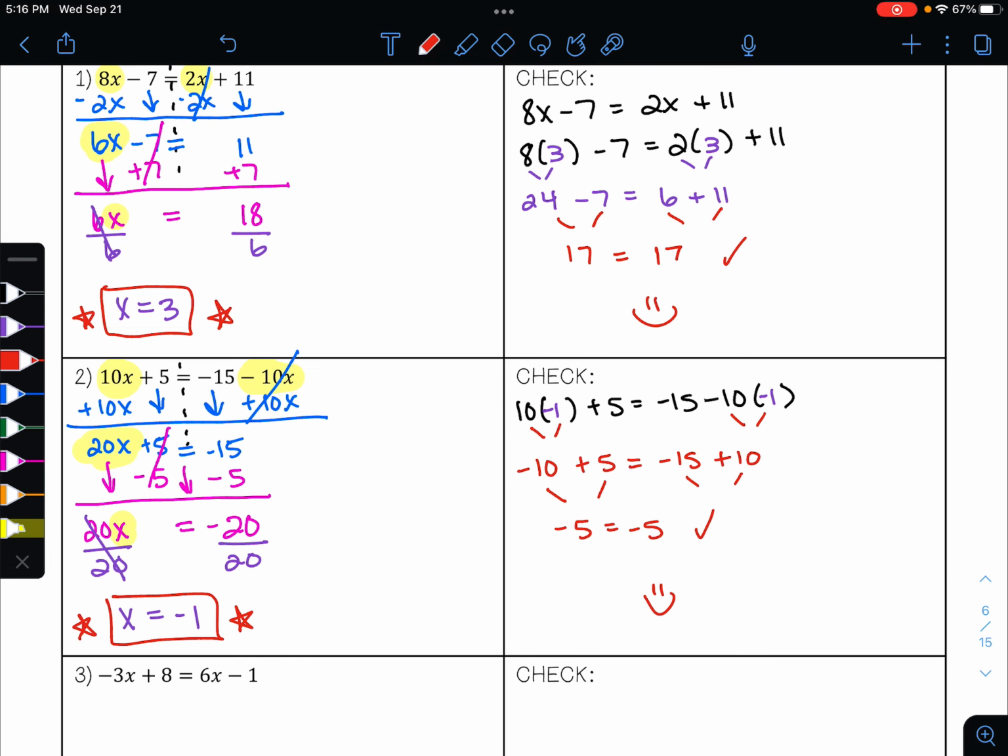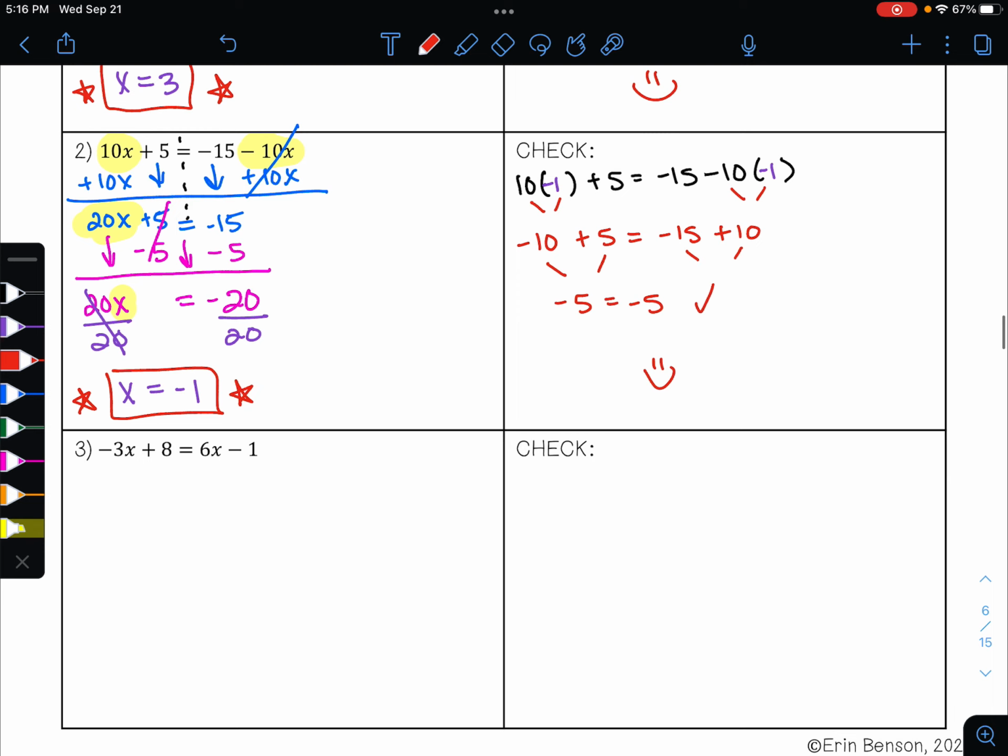Let's go ahead and look at number 3. On number 3, I see that I have x's on both sides of my equal sign. And so I'm going to move them to get them on the same side. You could either choose to move this negative 3x to this side. To do that, you would have to add 3x to both sides. Or you could choose to move this 6x to the other side. This 6x is positive, so to move it to the other side, I will need to subtract it. And that's exactly what I'm going to choose to do.